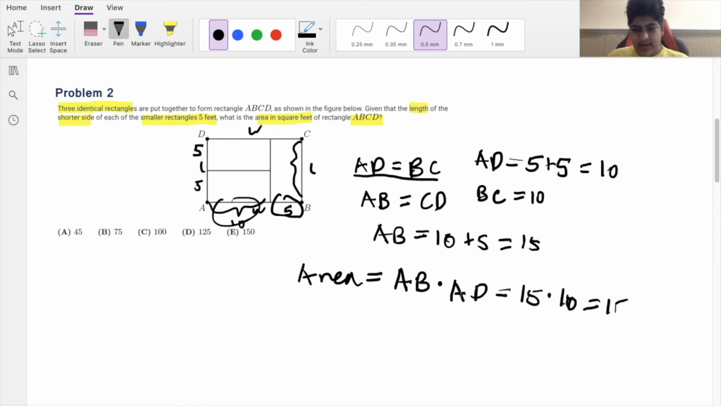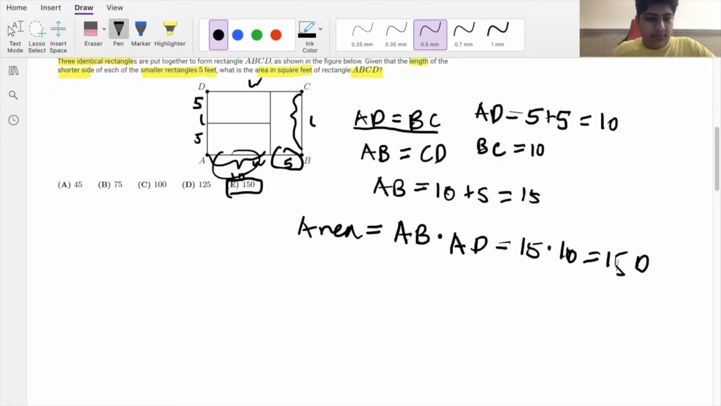And looking back at the answer choices, we see that 150 is answer choice E, and we are done. Next, let's move on to problem number 3.